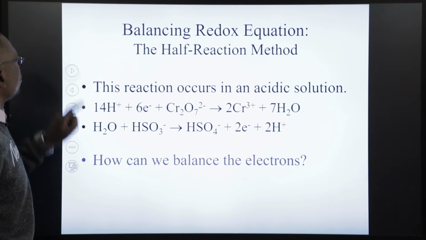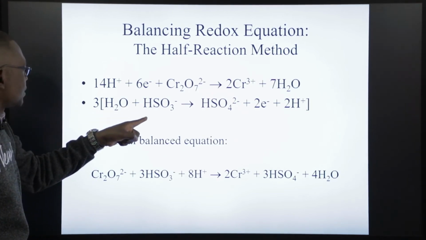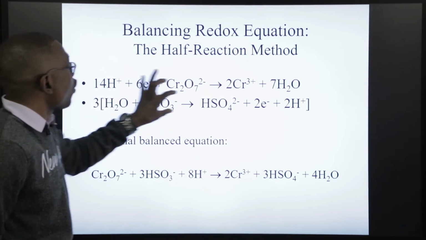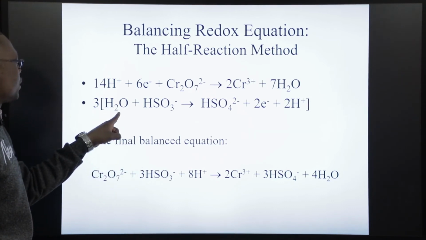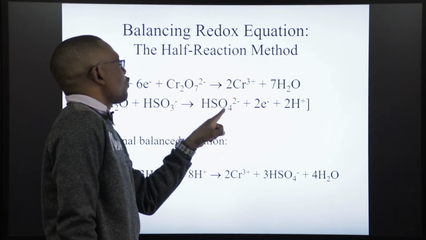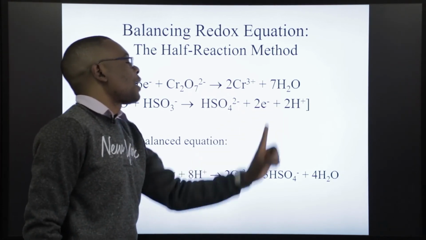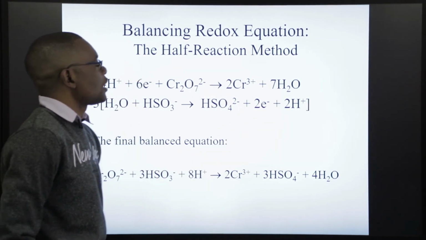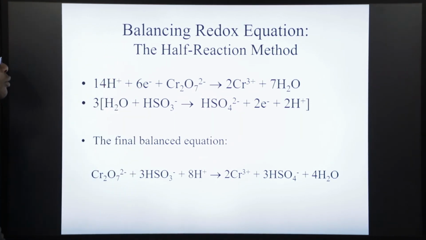So to account for it, we multiply this whole expression by 3. So this becomes 3 water molecules, 3 HSO3-, 3 HSO4 2-. So 3 times 2 gives us 6 electrons plus 2H+, it will give us 6H+. Okay, but we need them to be 14. So the other 2 have to come from somewhere.